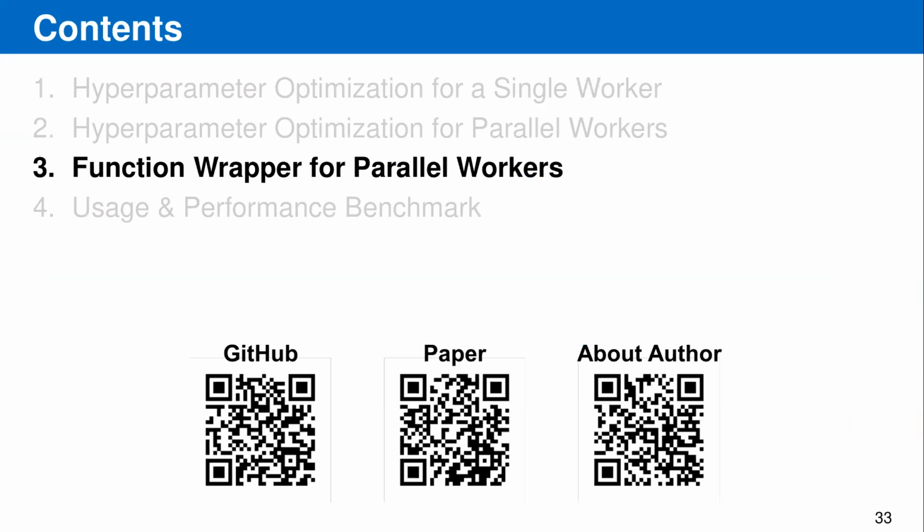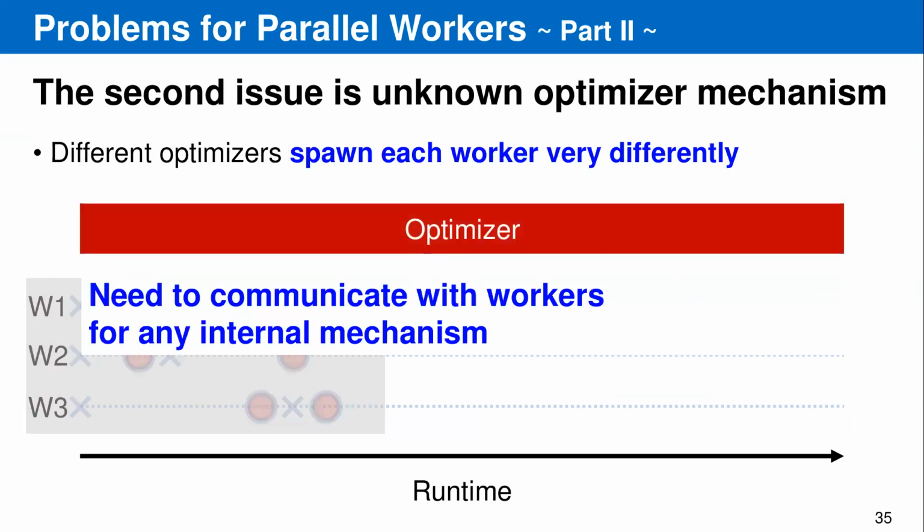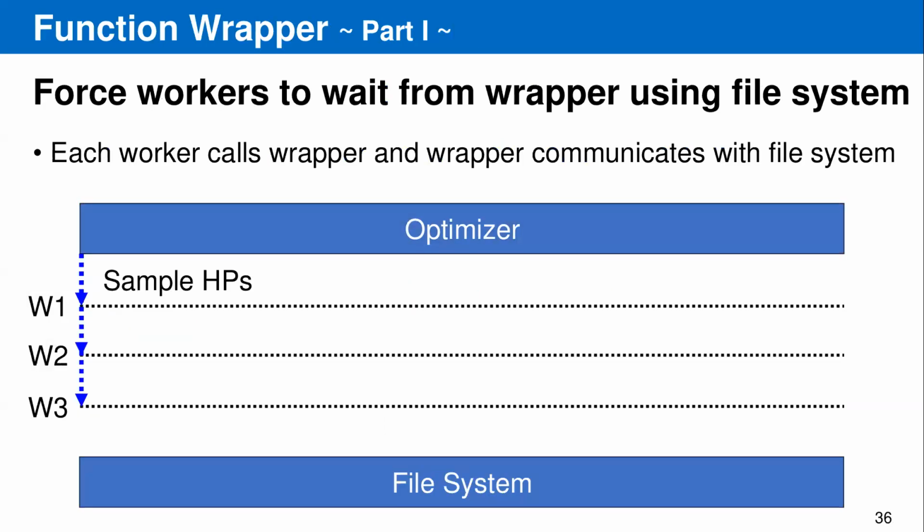Now we discuss how we compress runtime with our wrapper. The first challenging part is communication between workers. The second issue is that the parallelization mechanism of optimizers takes diverse formats, such as multiprocessing, multithreading, and MPI. To handle these issues, we use the file system to let each worker communicate.